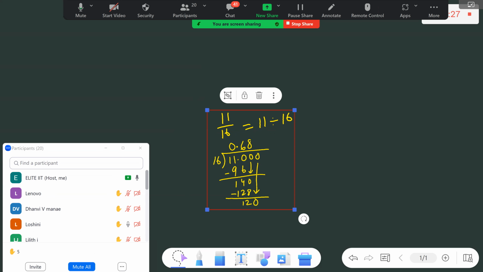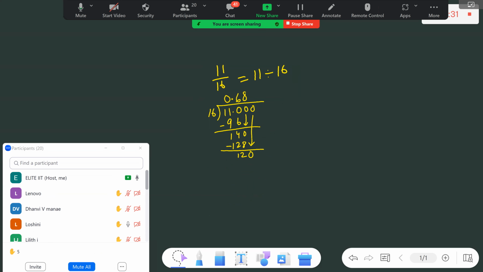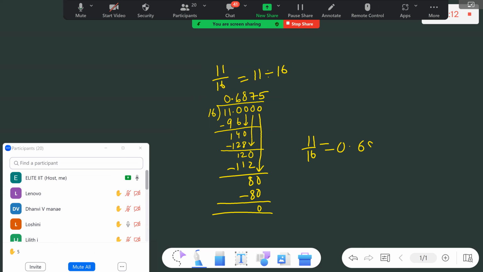Can you see the board, Roshini? Yes. So you will write a 0 in the dividend and bring down a 0 in the remainder. So now for 120 it will be 16 into 7. 112. Remainder 8. Now I will write another 0 in the dividend and bring down a 0 in the remainder. And then it will be 16 into 5, 80. Now what is the remainder, Roshini? 0. So this is the end. So what is 11 by 16 in decimal? Our quotient, 0.6875. Understood? Is it clear, Roshini? Okay.